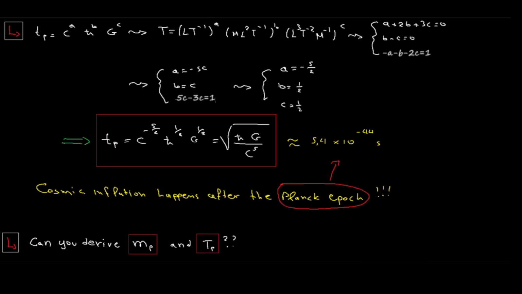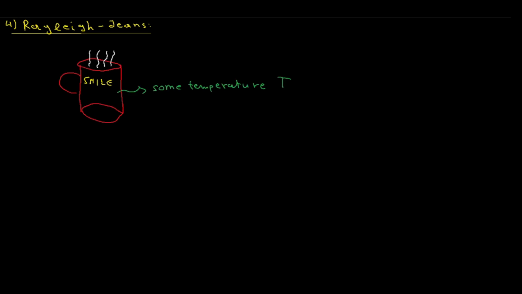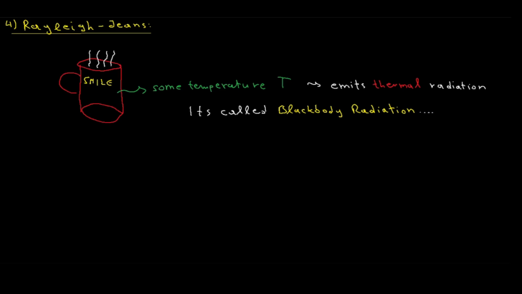Finally, let's take a look at the Rayleigh-Jeans equation. A great homage, since we are learning today about Rayleigh's method. Let's say that you wake up in the morning and make your favorite coffee. Although you cannot see it, your mug is at some temperature T and it emits thermal radiation. This radiation is called blackbody radiation, and it baffled physicists at the turn of the 20th century.